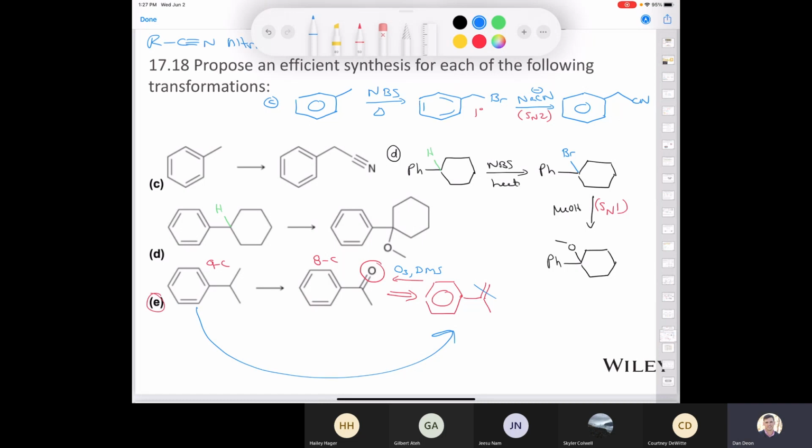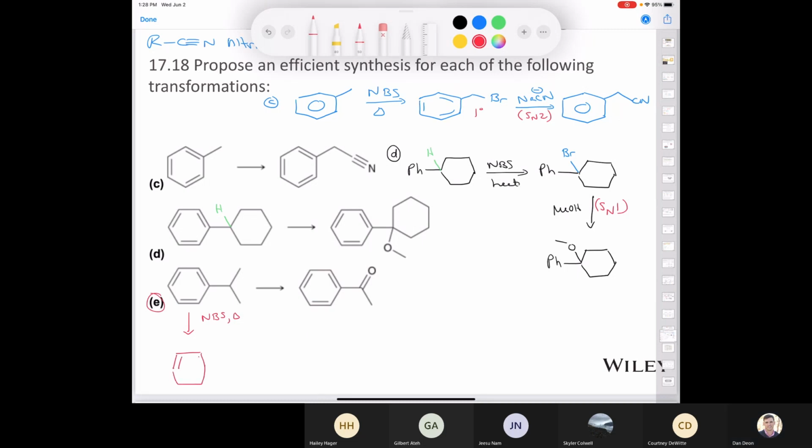I started with the exact same strategy I did for every other problem on this slide. Let me show you what I mean. So let's just delete all that. And the first step is going to be to take this compound, which is called cumene. So we're going to treat it with NBS and we're going to heat it up like this, and you're going to end up with this compound like this. And you're going to have a tertiary alkyl bromide.